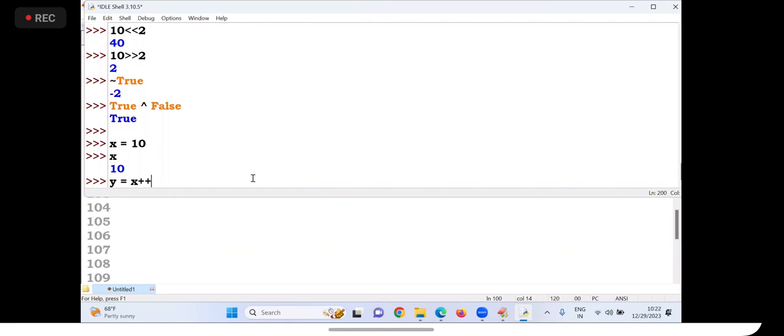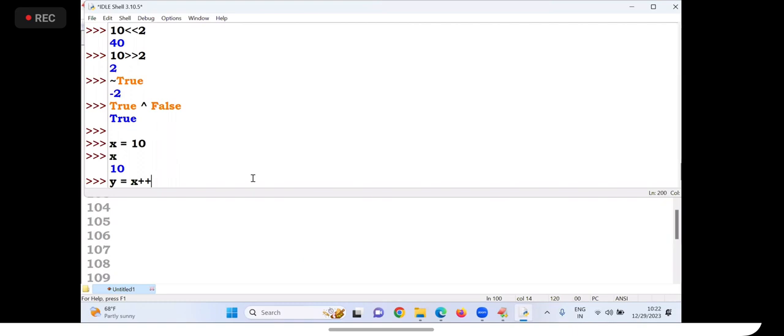Do you know C language and Java? What does x plus plus mean? Increment operator. The value will be incremented by 1. So what is the value of y? 11. x plus plus is nothing but increment operator; 10 will be incremented by 1.